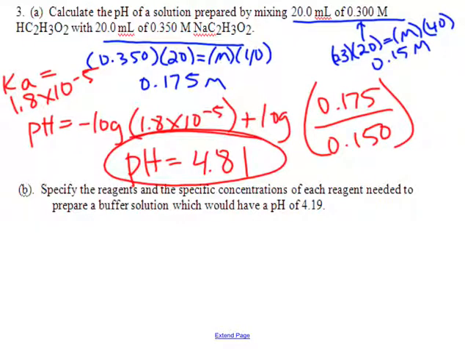Okay, so specify the reagents and the specific concentrations of each reagent needed to prepare a buffer which would have a pH of 4.19. Okay, a pH of 4.19 is an acidic system or basic system? Acidic. It's smart for us to choose an acidic system. We could still get a pH of 4.19 if we used a basic system, as long as the conjugate acid was a super high concentration to that base, but the numbers will work out better if we choose an acidic system. So you guys pick a weak acid and a salt that contains the conjugate to that acid. Any of them. I don't care.